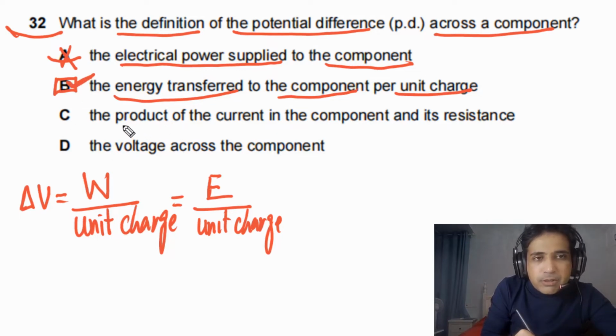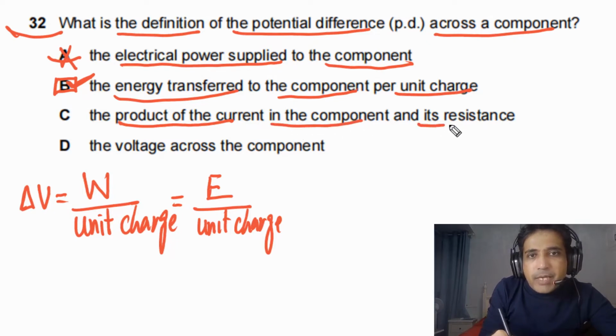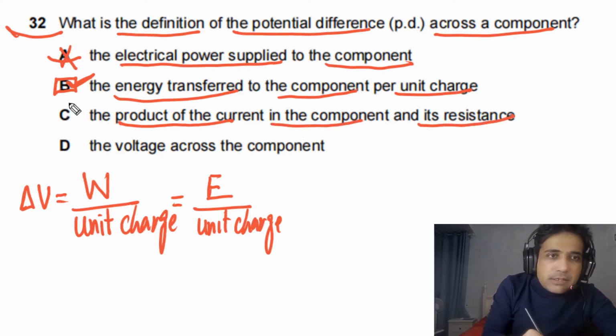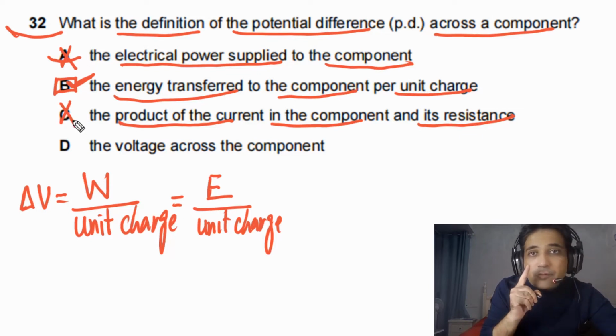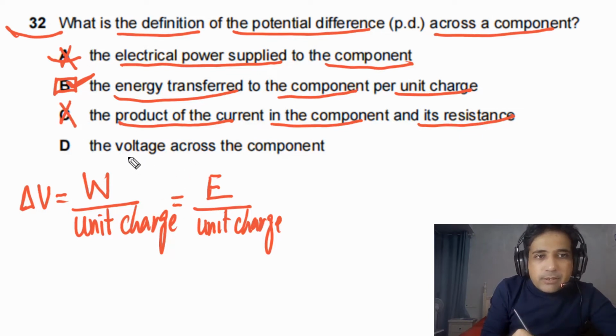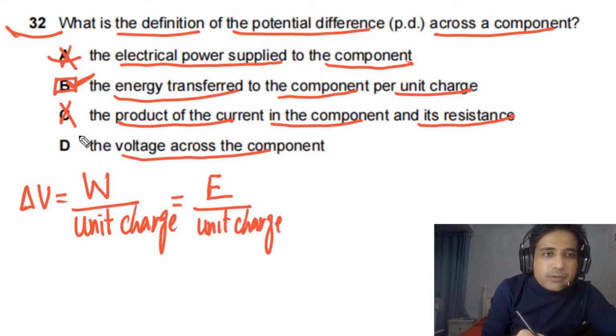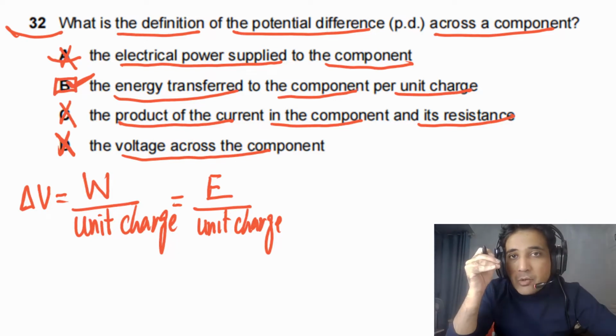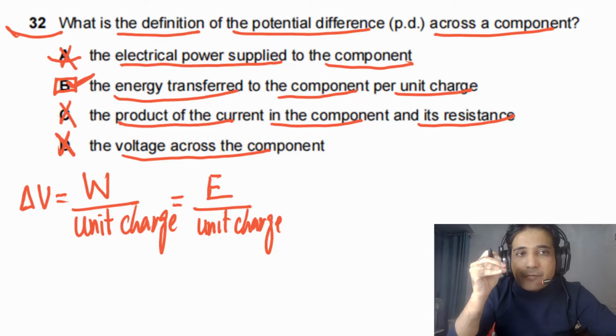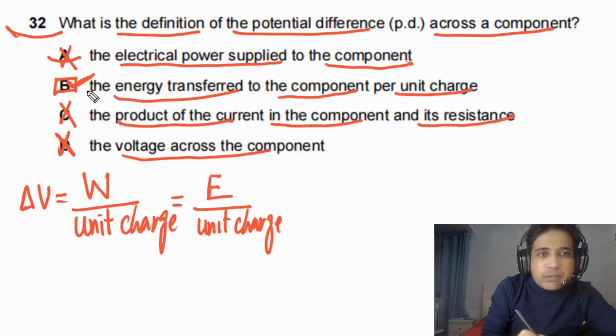Option C is the product of current in the component and its resistance. This is not the definition of potential difference. Option D is the voltage across the component. This is not how we define potential difference, so this is also an incorrect definition. So the answer for this question is B. We need to understand how we define potential difference. So this is how potential difference is defined.